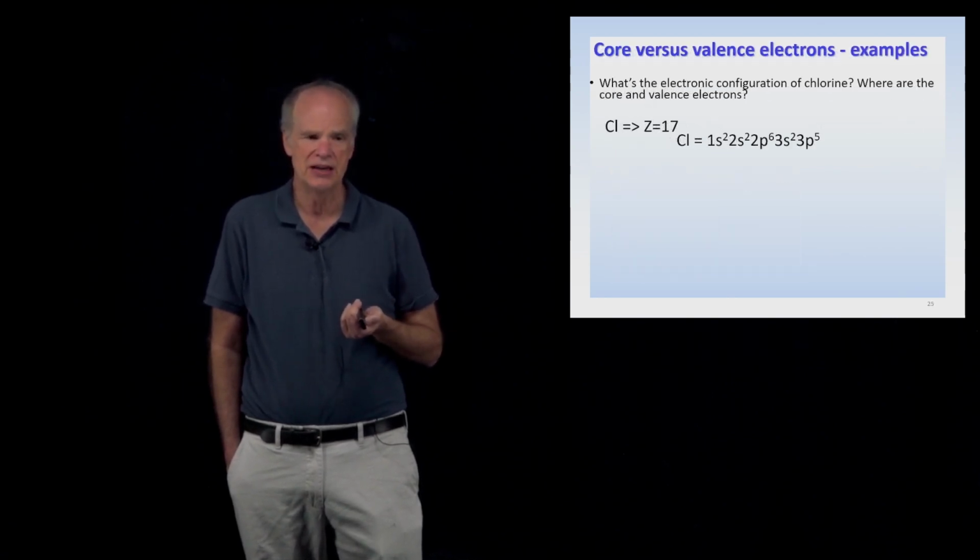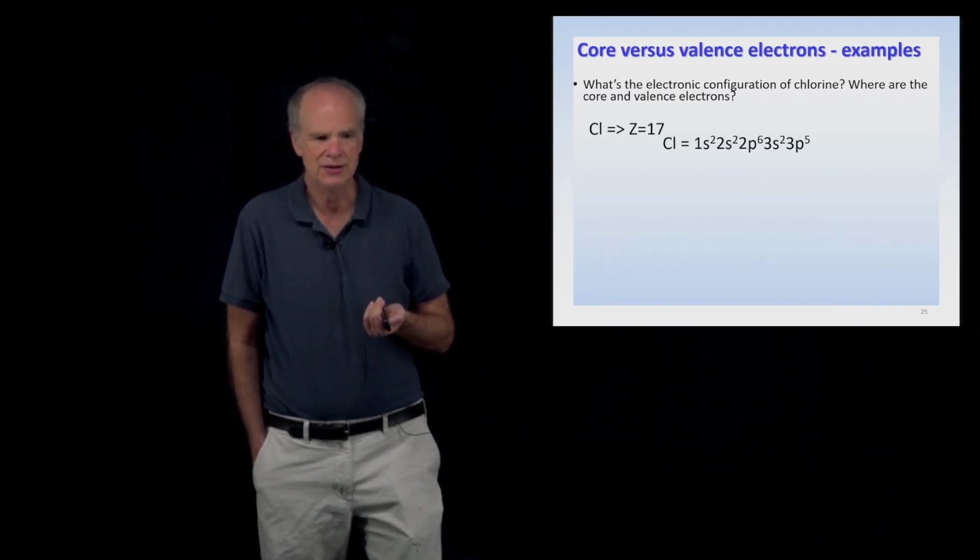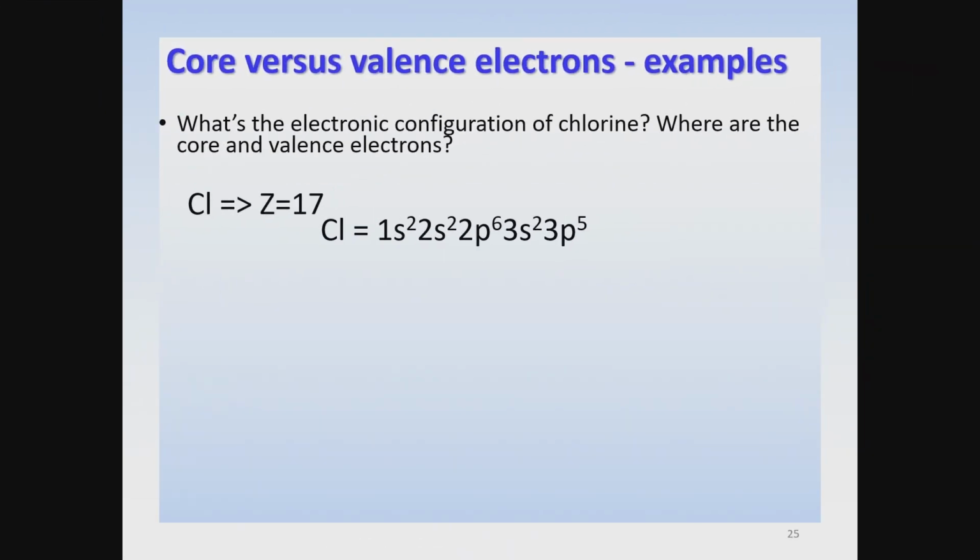So I'm going to bring up this slide here. And so why don't we go ahead and increase the size of the slide. Here we are looking at a chlorine atom. The atomic number of chlorine, as indicated by Z, is 17. If it's a neutral atom, it has 17 electrons. And here you can see I've written out chlorine's electron configuration.